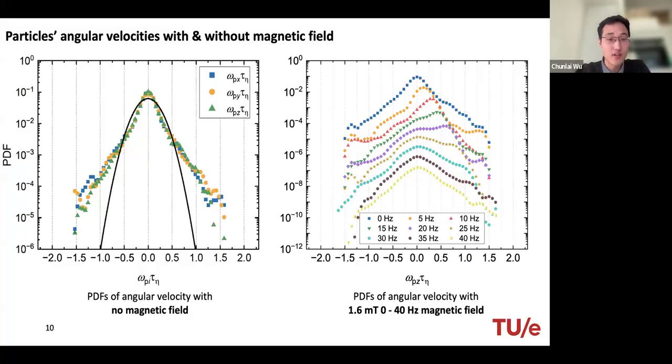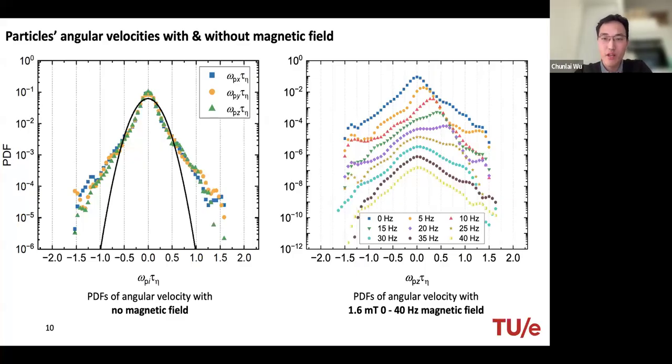On the left, again, there is no magnetic field, only turbulence. So I plotted all three components of the angular velocities. They're all pretty much the same, and they have wide tails indicating the intermittency of turbulence. So this is already good enough to say that our results make sense physically.